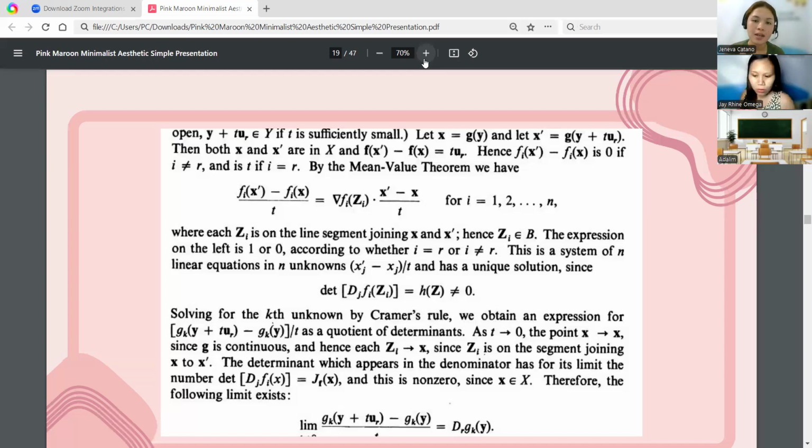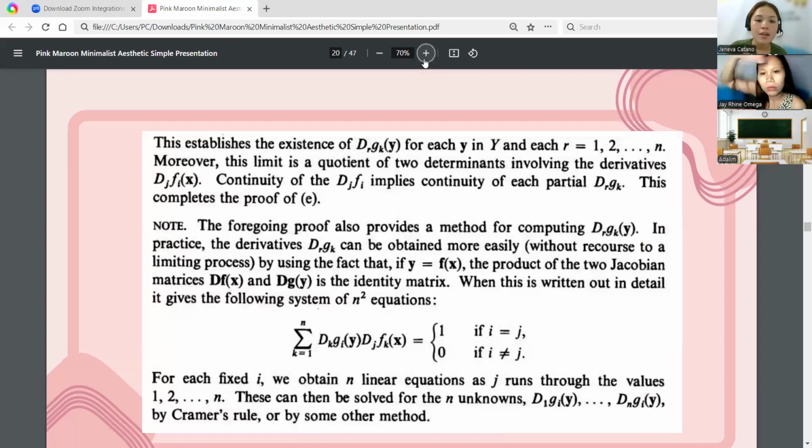Okay, please next, Max. This establishes the existence of d sub r g sub k of y for each y and each r equal to 1, 2, up to n. Moreover, this limit is a quotient of two determinants involving the derivatives d_j f_i of x. Continuity of the d_j f_i implies continuity of each partial d sub r g sub k. This completes the proof.